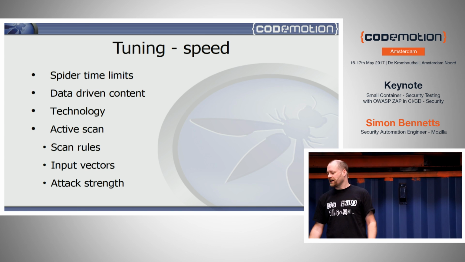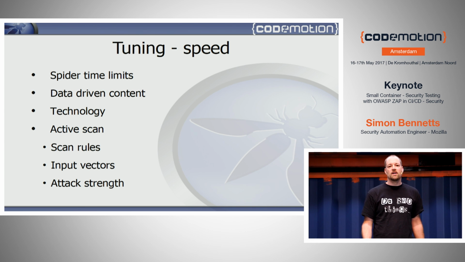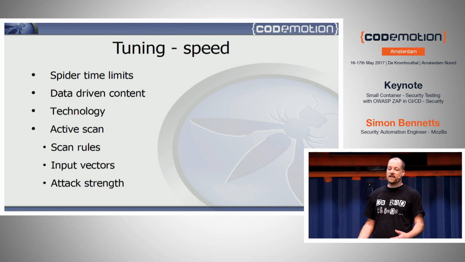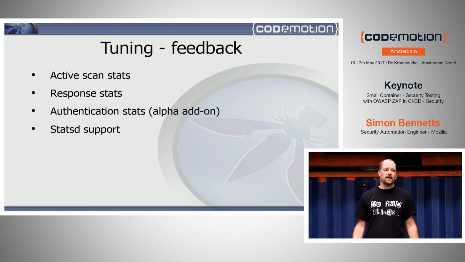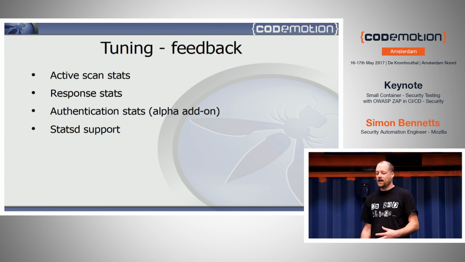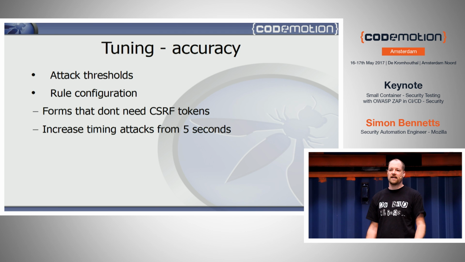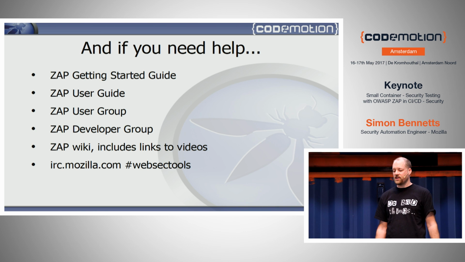I'm kind of running out of time, so I'll go through this very quickly. There's lots of things you can do about making ZAP scans faster. That doesn't mean it's going to be blazing fast. It's not going to be down to a few minutes. It's still going to take a while to active scan a large application. But there's loads of different controls, and there's a lot of feedback you can get. We maintain a load of stats so you can see what's going on. And you can tune the accuracy as well.